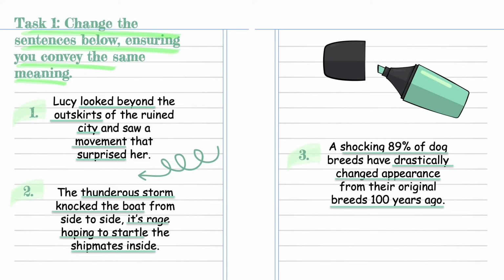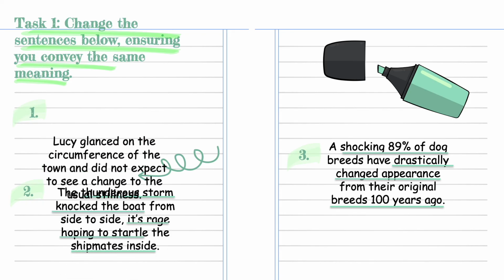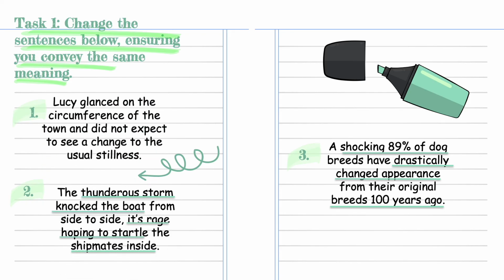So number 1, I know that I couldn't say looked beyond the outskirts, ruined city, movement, or surprised. So I'm going to replace number 1 now with my own answer. You can have a look at your answer and give it a wee tick if you're confident it meets the criteria. Lucy glanced on the circumference of the town and did not expect to see a change to the usual stillness. So we've changed movement to a change in the usual stillness, and we've changed outskirts to circumference, city to town. So I'm pretty happy that if you've done something similar, you should definitely give yourself a mark.